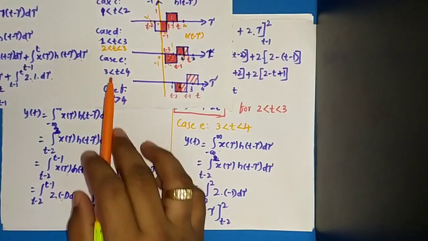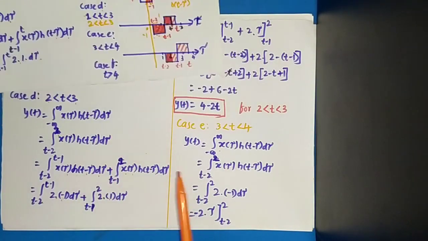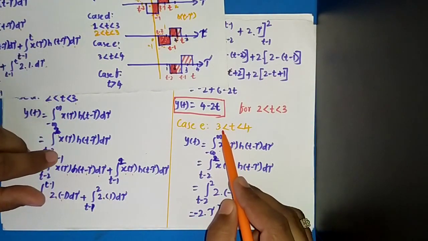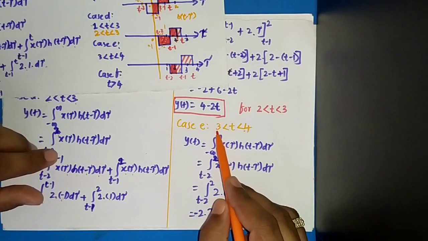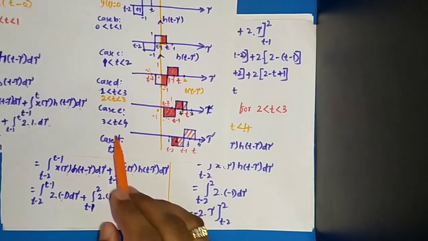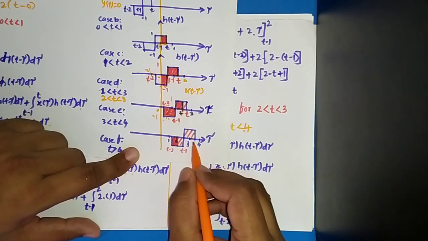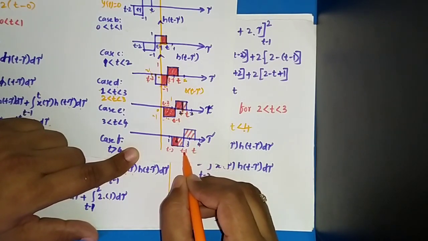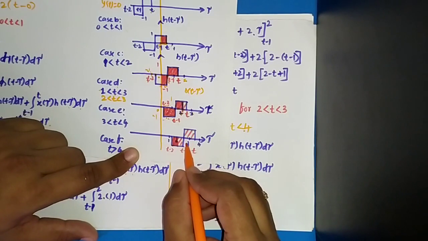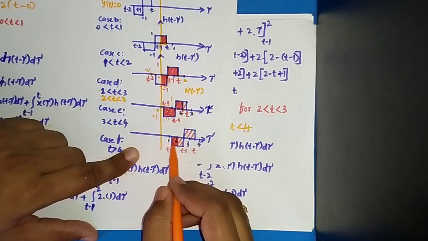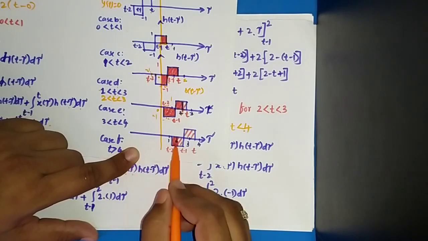Next we will be looking for case E, okay. In the case E, what is the condition? We are assuming that our t lies between 3 and 4, okay, 3 and 4. So in this region, what will happen? Now you can see the t term is there in between 3 and 4. Obviously your t minus 1 term will be there between 2 and 3, and your t minus 2 term will be there in between 1 and 2, okay.